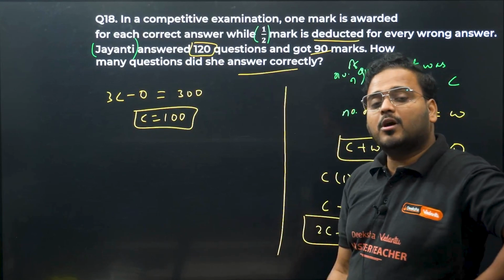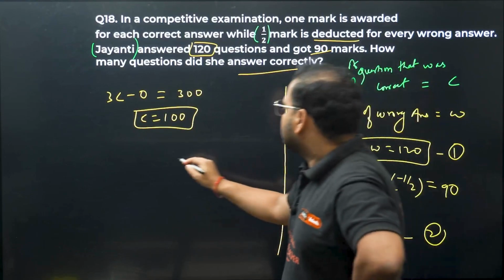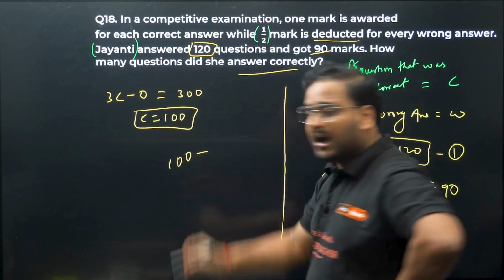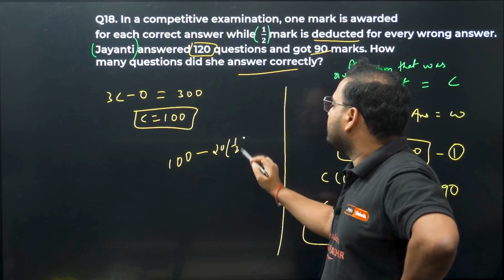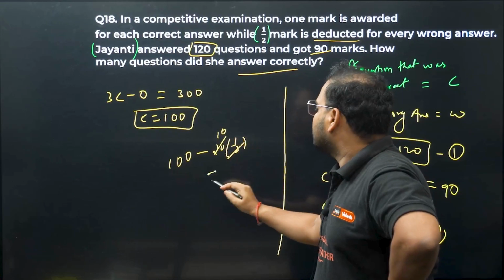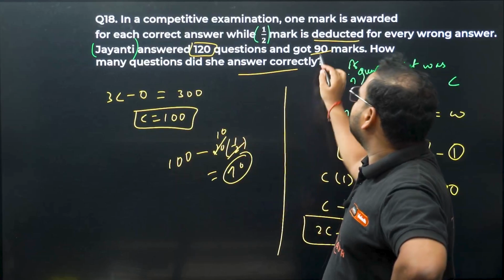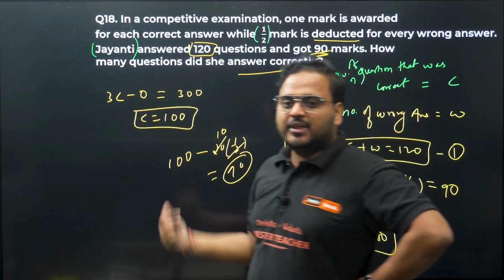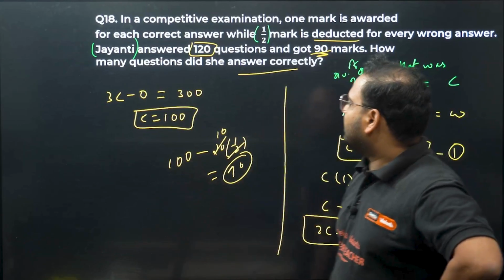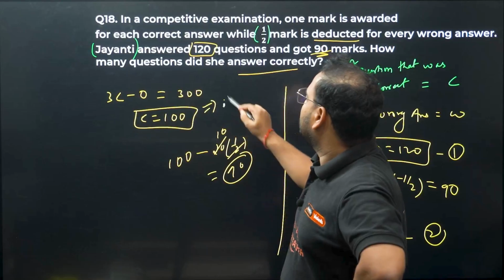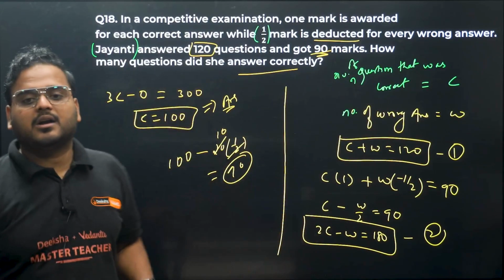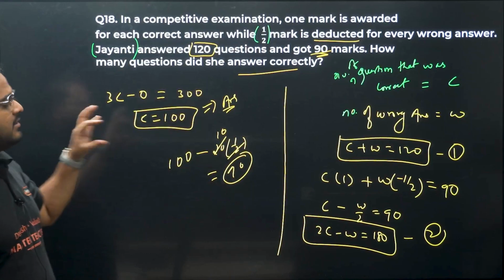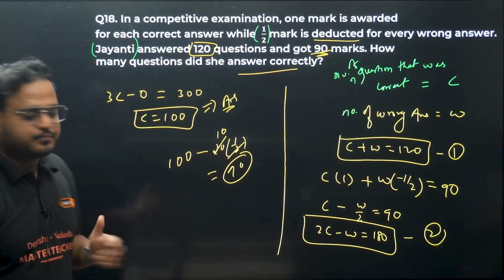Now how many did she get wrong? 20. Check this out. For 100 questions she got 100 marks. 20 wrong means 20 times 1/2. What is this going to be? 10. What's the answer? 90. And they've given this as 90 as well. We can verify this here as well. This is my final answer: she got 100 questions correct. This is done. Let's move on to the case study now.